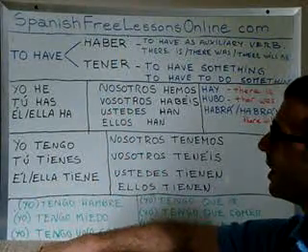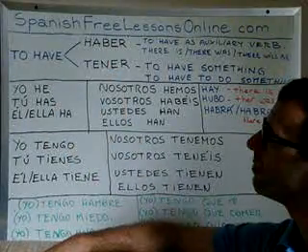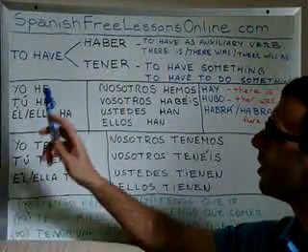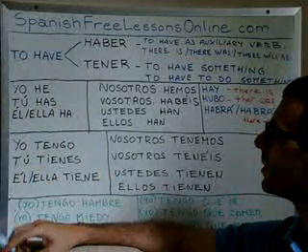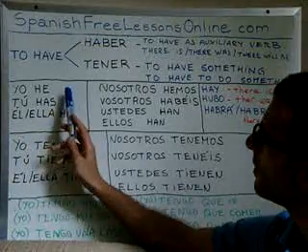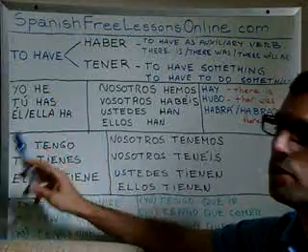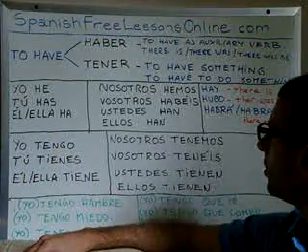Okay? Both these verbs are irregular. So they have a particular conjugation that we'll see now. And as you can see, the verb haber is more irregular than tener. So let's see.